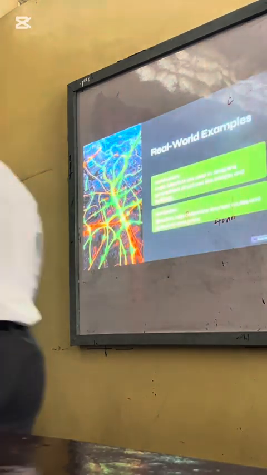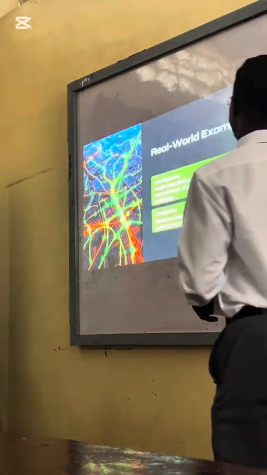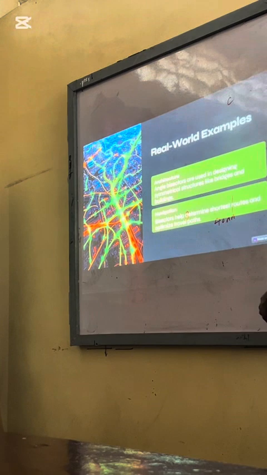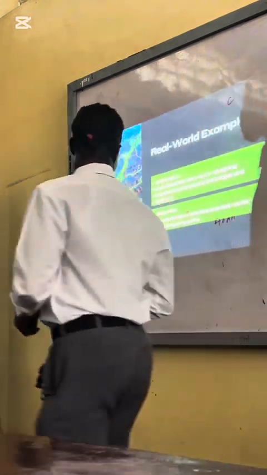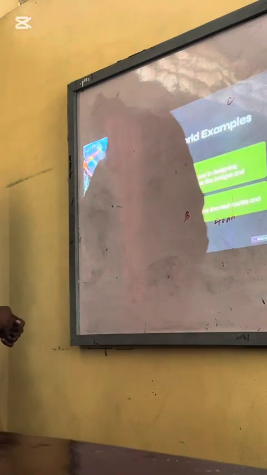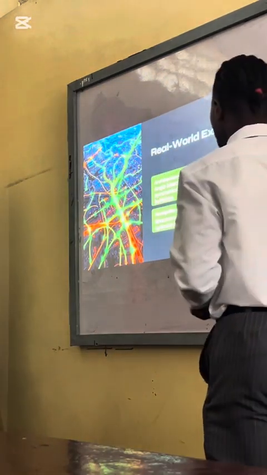Good. Real world example. So, architecture. Angle bisectors are used in designing geometrical structures like bridges and buildings. Navigation.